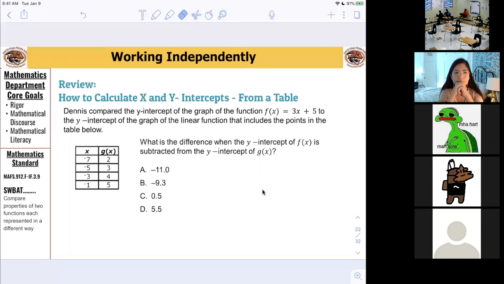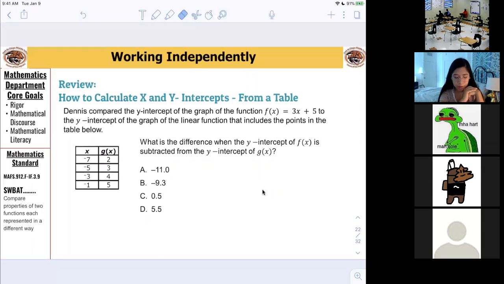Dennis compared the y-intercept of the graph of the function f of x equals 3x plus 5 to the y-intercept of the graph of the linear function that includes the points in the table below. What is the difference when the y-intercept of f of x is subtracted from the y-intercept of g of x?